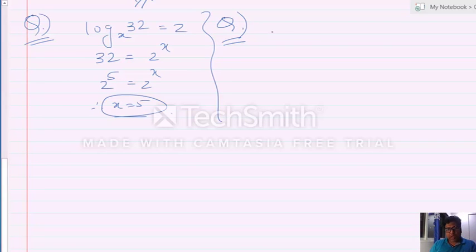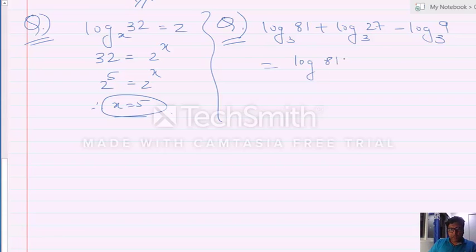So when I say complicated nature, say too many logarithms. Log of 81 to the base 3 plus log of 27 to the base 3 minus log of 9 to the base 3. This can be simplified as what? Log of 81 into 27 upon 9 to the base 3.